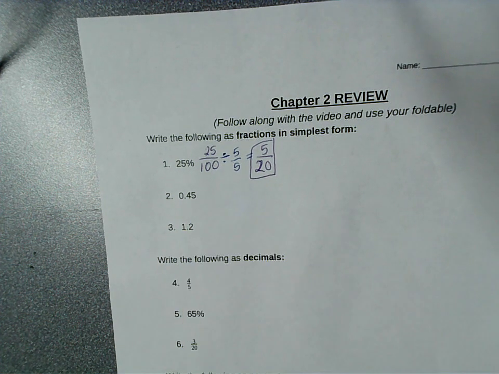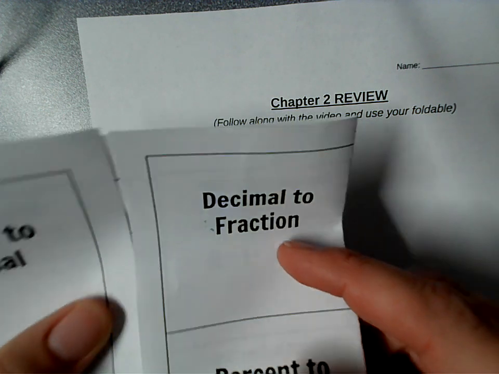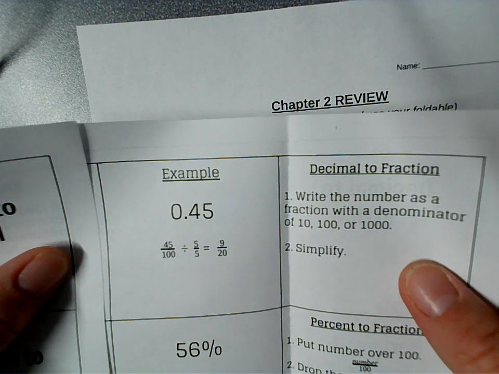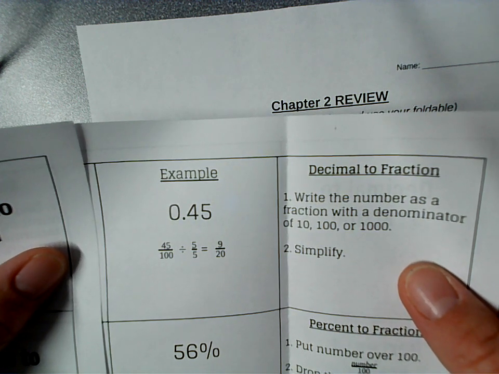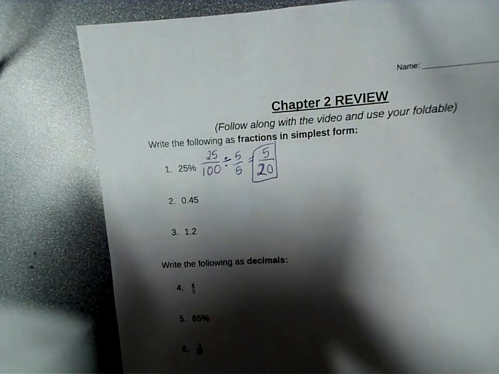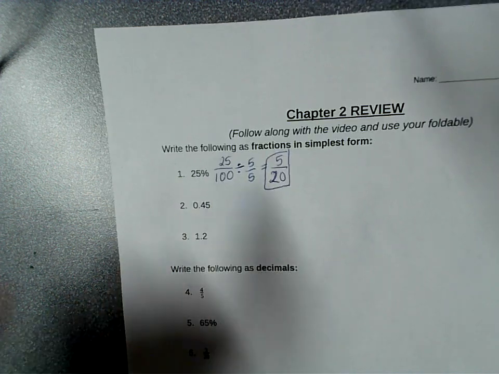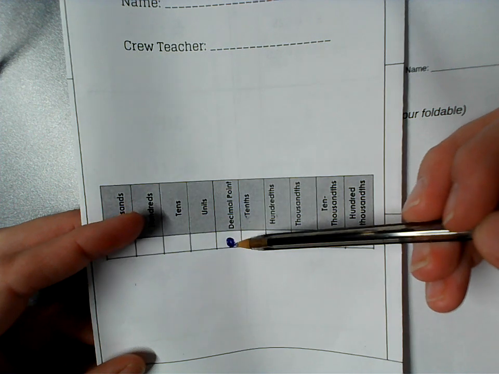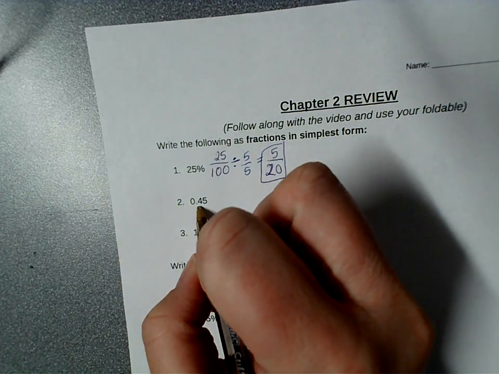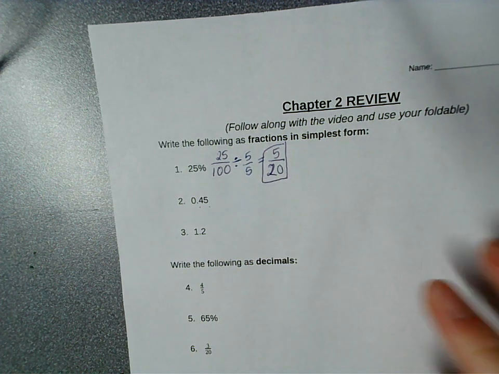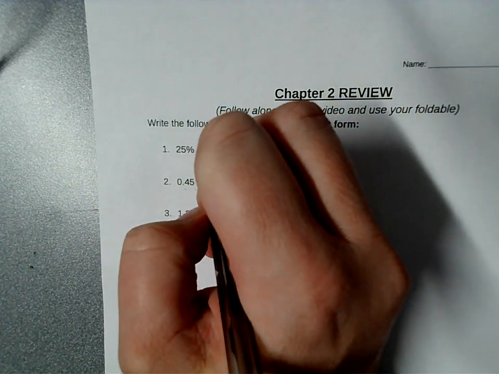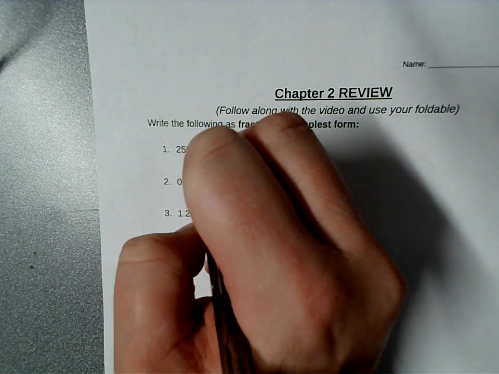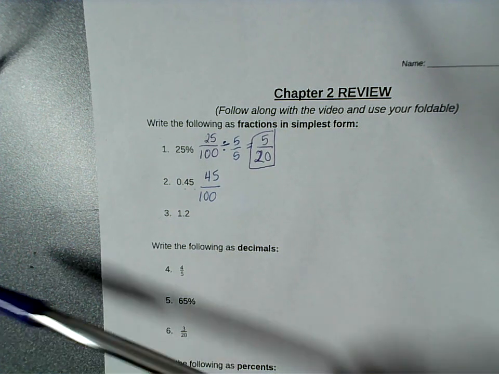The next one is a decimal to fraction. Right here it is. Write the number as a fraction with a denominator of 10, 100, or 1,000, then simplify. So how would I read that? Okay, well, it's 2 decimal places. Here's my decimal point. 1, 2, that's the hundredths place. So I'm going to read it as 45 hundredths. So 45 hundredths. And then again, simplify.